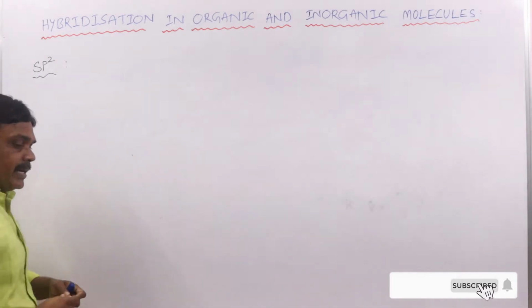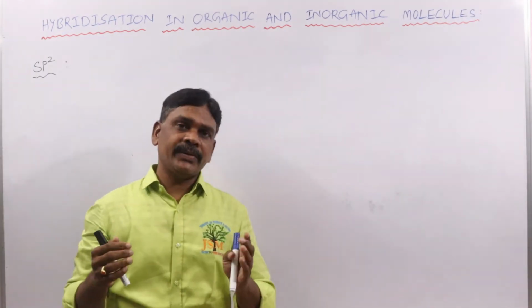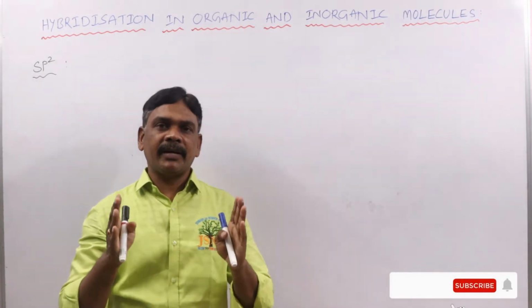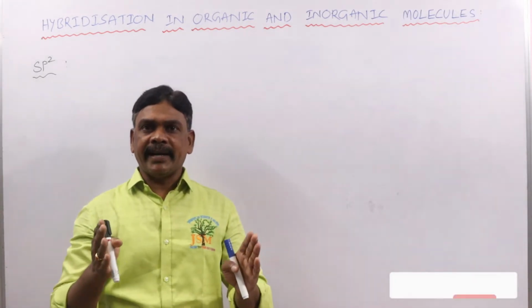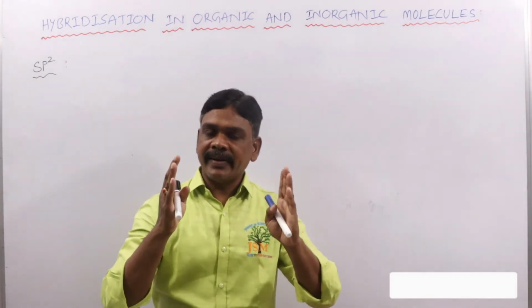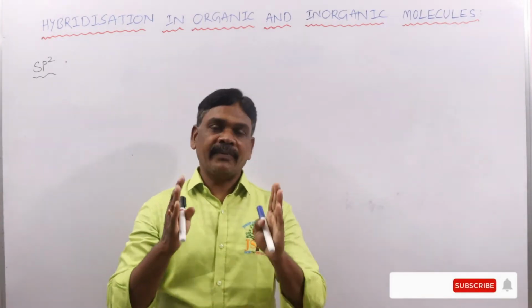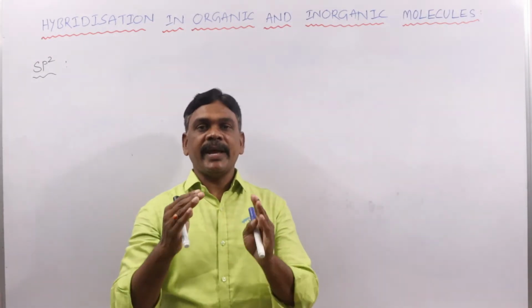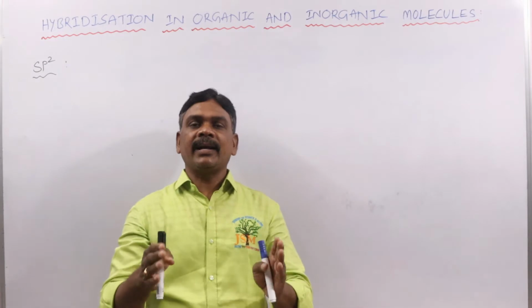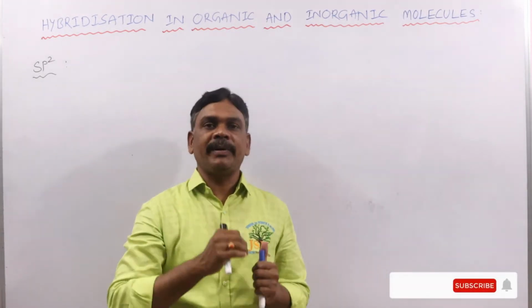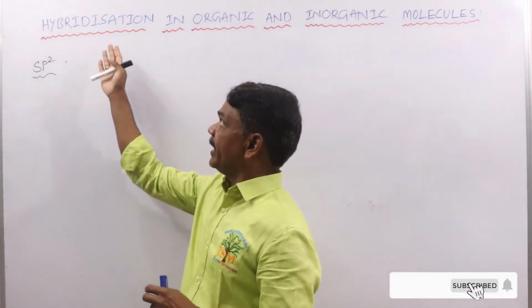We know hybridization. What is hybridization? The process of intermixing of atomic orbitals having slight or same energy difference and different shapes to produce the same number of identical new orbitals is known as hybridization.